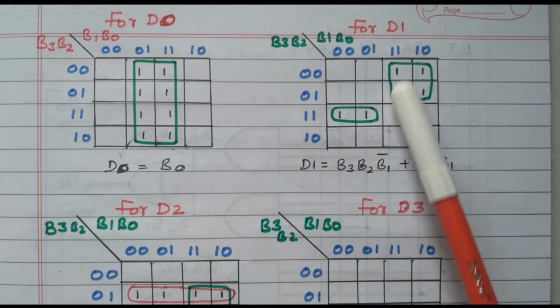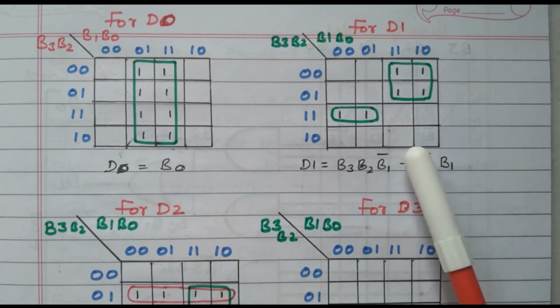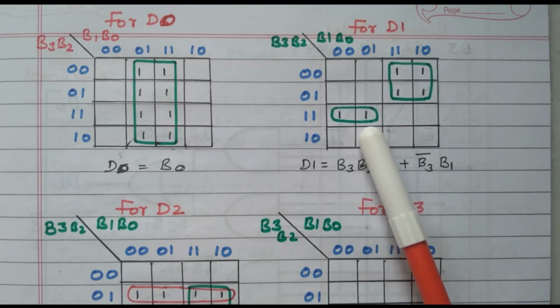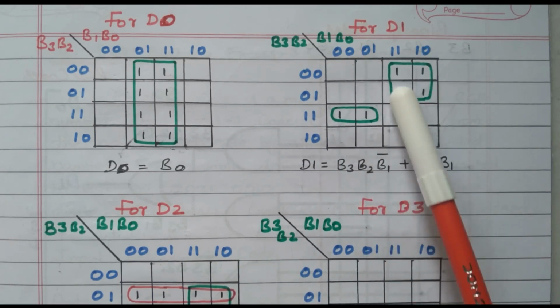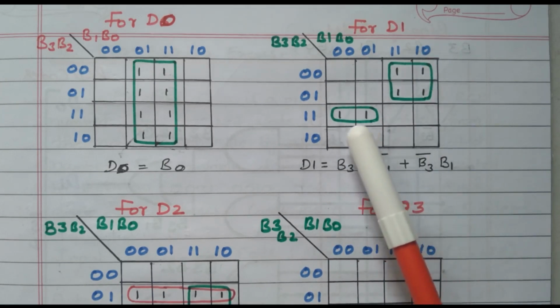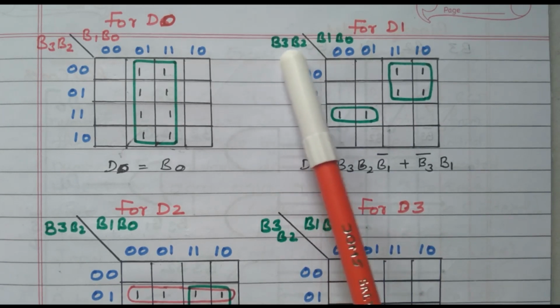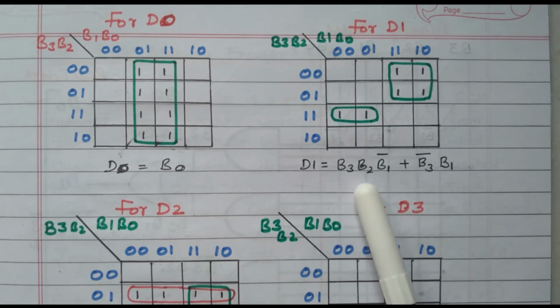D1 has 6 ones available in the truth table. From the truth table these 6 ones are marked together. These 2 ones are grouped together, then these 4 ones are grouped together. While grouping these 2 ones, we have to refer to the corresponding third row. What is available in the third row? 1 1. 1 1 means B3 B2.